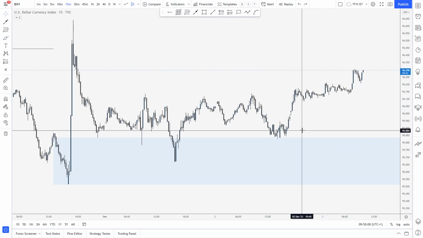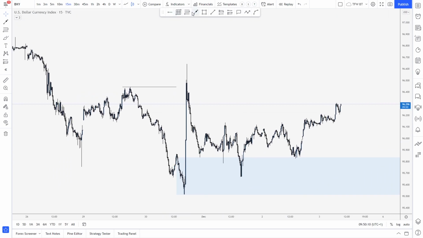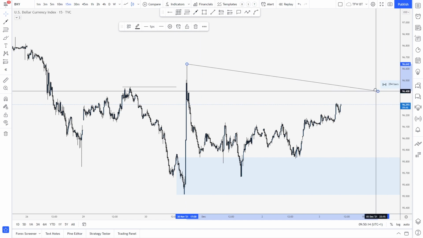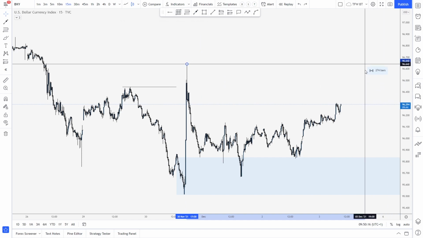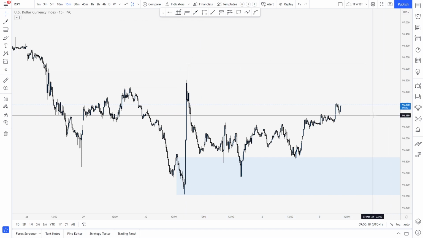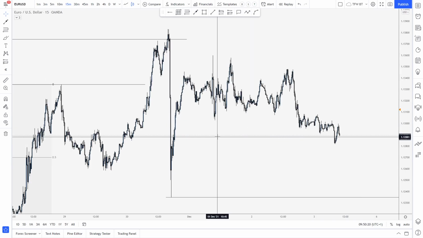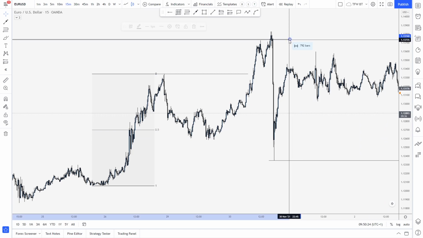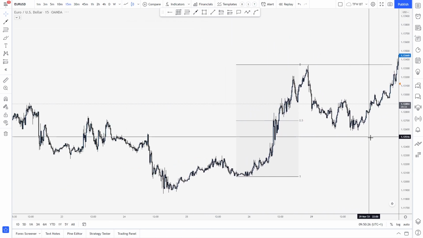Okay, so pretty much what I expect also on the DXY is for it to attack this high right here and to make a new higher high, which means a new lower low for the euro. So just building up this context, and right now I'm also going to start from Monday very quickly. I didn't take any trades on Monday, but I just want to show you what actually happened.